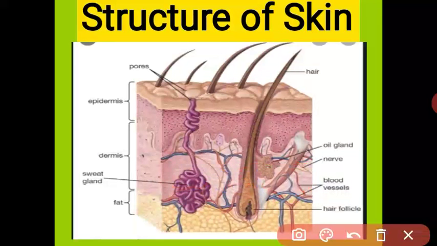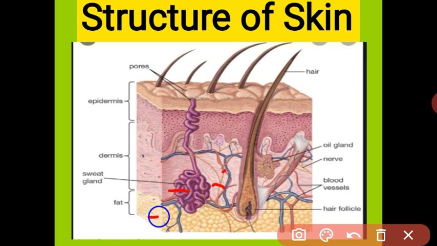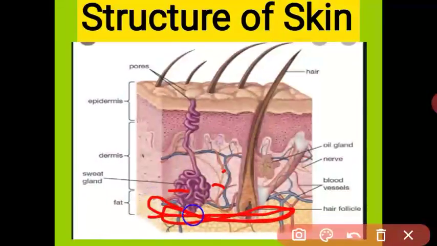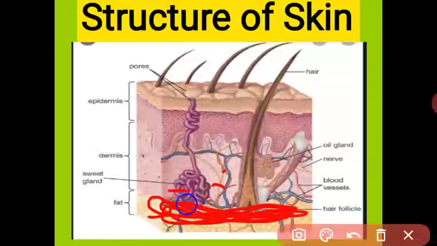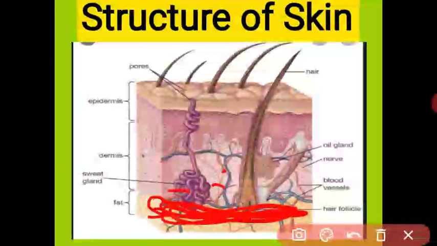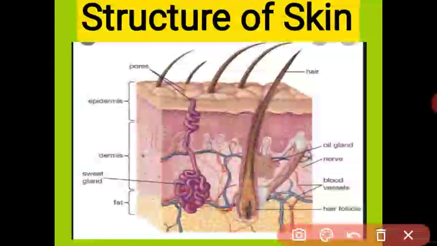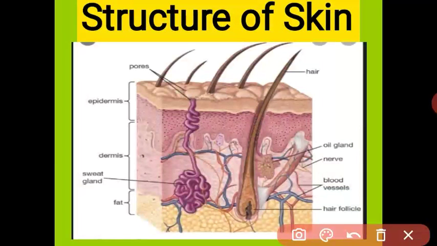The dermis consists of sweat glands, blood vessels, nerve fibers, oil glands, sebaceous glands, and hair follicles. Below the dermis is adipose tissue. This is the fat storing tissue. It also acts as a shock absorbing tissue that protects the internal body parts. This is the structure of skin. One by one we will study each and every part of the skin in detail. Let us start first with the epidermis.